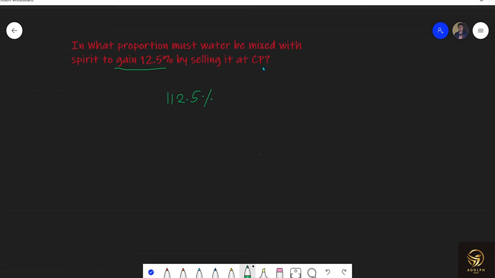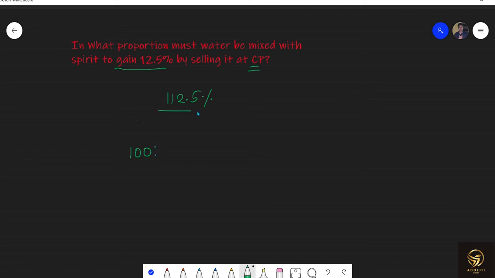By selling it at cost price, only the spread we have added is what we are going to find, how much spread we are adding. Only the cost of the spirit must be there, but the profit should be 12.5%. So how are we going to do it? The mixing things are one spirit and another water. In what ratio are we going to give it? We are going to sell it at that cost price. So the total spirit cost is going to be the cost.